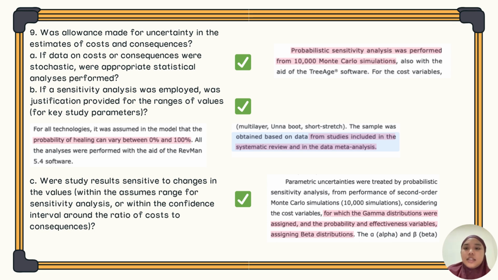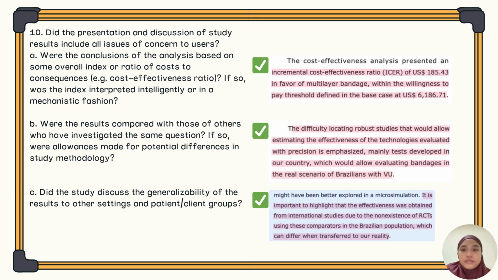Point C is yes, the study results were sensitive to change in value, particularly change in the willingness to pay threshold, which was explored in the probabilistic sensitivity analysis. Point A is yes, the conclusions were heavily based on the ICER within the willingness to pay threshold of US dollars. As you can see, the total. Point B, also yes, the results were compared with those of other studies, and some allowance for differences was noted.